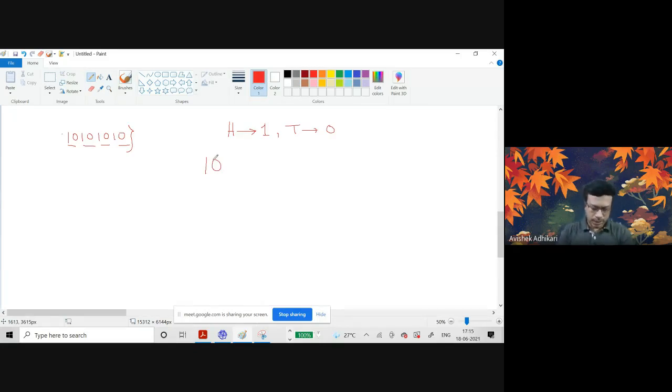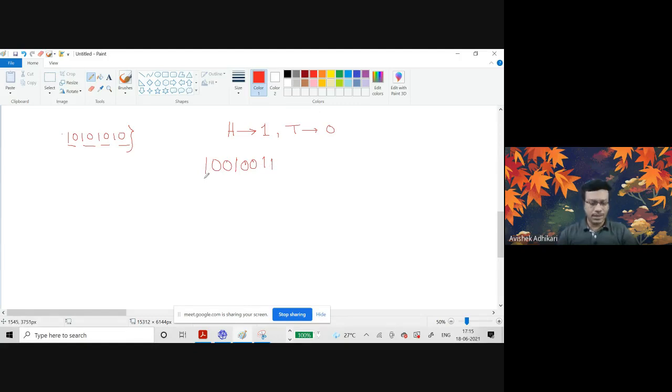Again, I do it. I get tail, I put 0. Again, I get head, I put 1. Again, I get a tail, I put 0. Again, tail, I put 0. Again, I get a head, I put 1. How many heads? 1, 2, 3, 4. One more, let's see. I get another head. Okay, so you can see that it's 1 0 0 1 0 0 1 1.